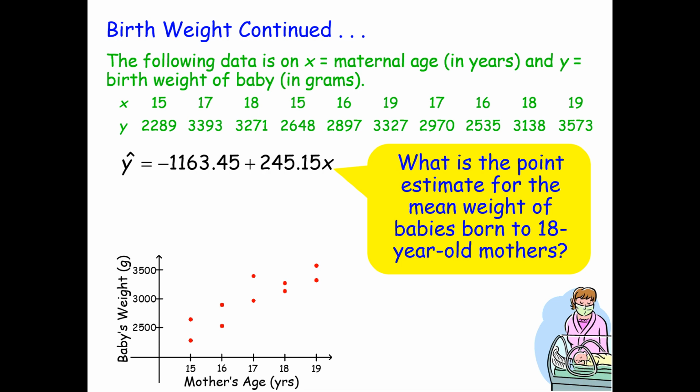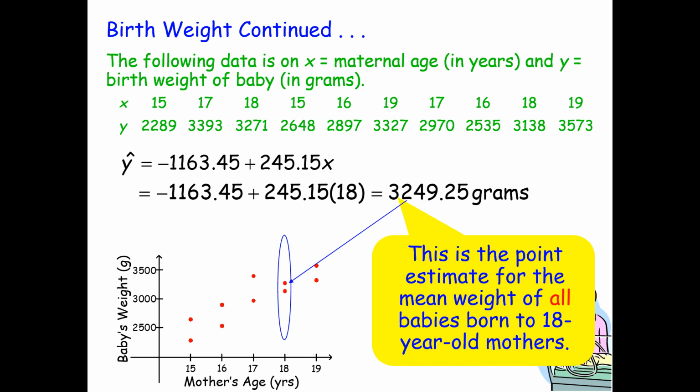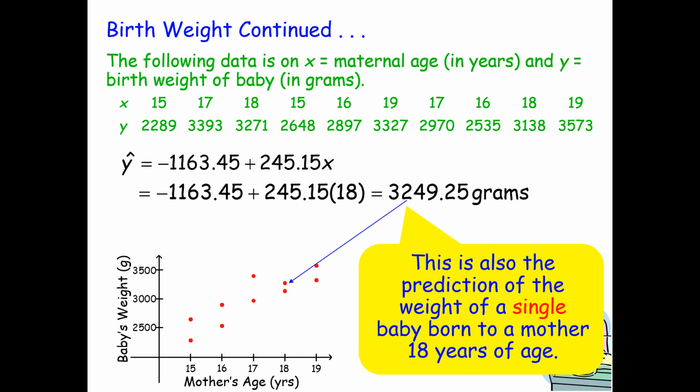So what is the point estimate for the mean weight of babies born to 18-year-old mothers? We're going to take the 18 and plug it into our x value and see what we get. We get that the mean value is 3,249.25 grams. This is the point estimate for the mean weight of all babies born to 18-year-old mothers. This is also the prediction of the weight of a single baby born to a mother 18 years of age.